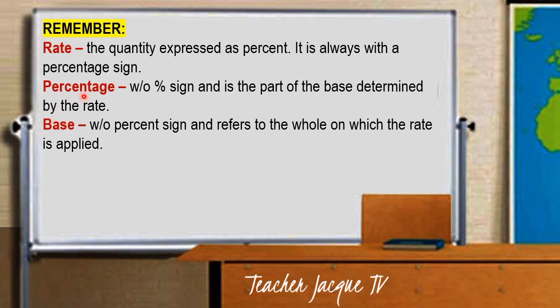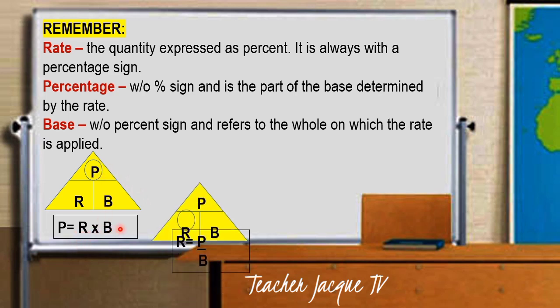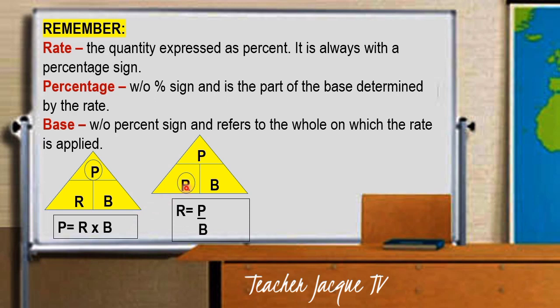So, between base and percentage, always remember na mas mataas lagi ang value ng base kaysa kay percentage. And for the formulas, kapag nawawala si P, ang ating formula ay rate times base. Kapag nawawala naman si rate, ang ating formula ay P divided by base or P over B. At kapag naman ang nawawala natin ay si base, ang ating formula ay B is equals to P over R. Or B is equals to P divided by R.